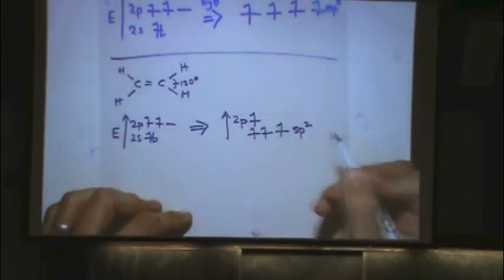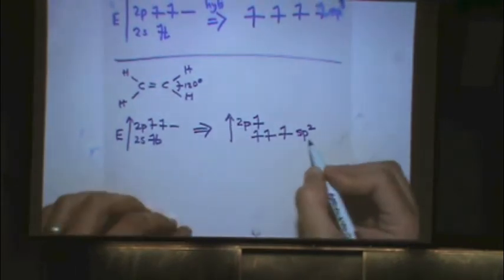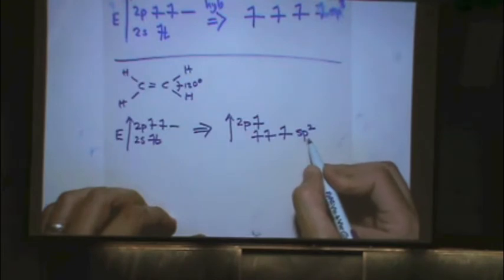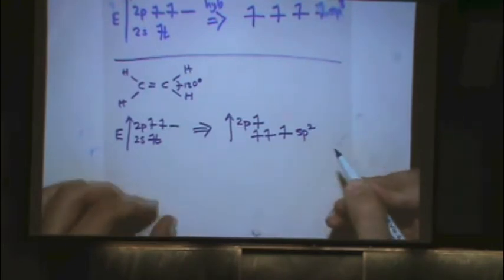And those three electrons go here. We call it sp2 because it's one part s, the 2s orbital, and two parts p, the two 2p orbitals.